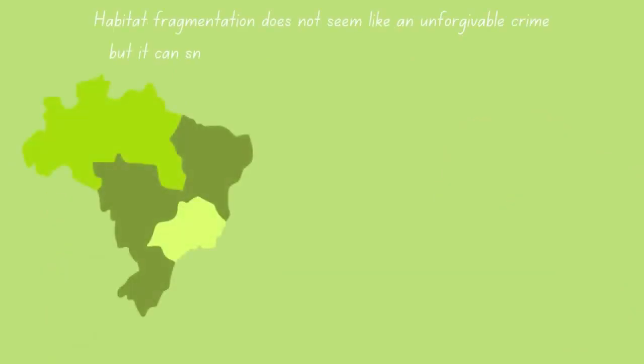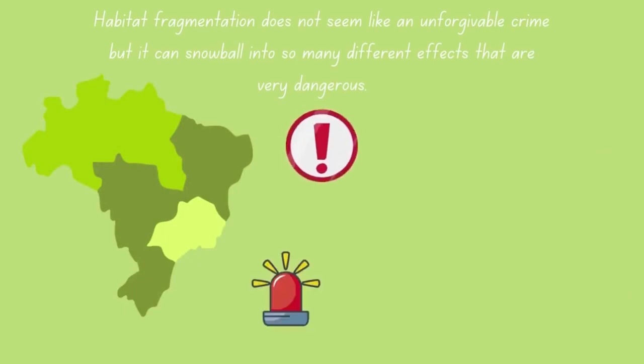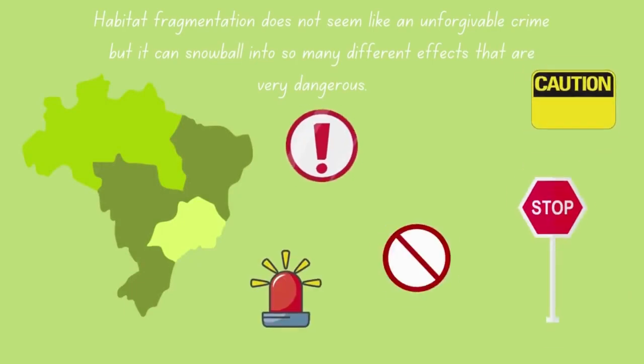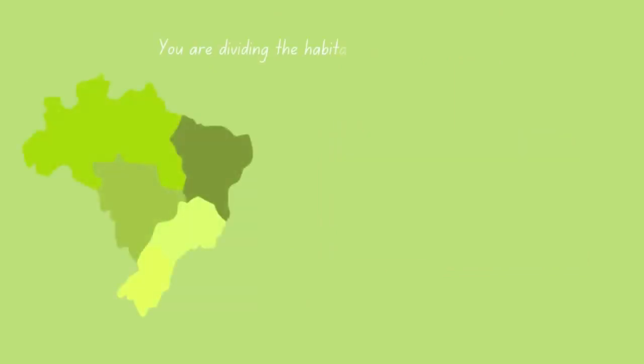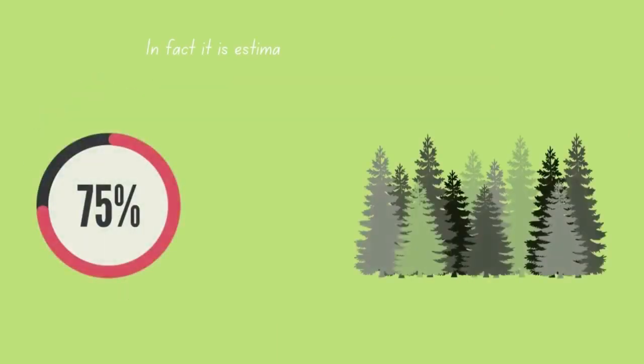Habitat fragmentation does not seem like an unforgivable crime, but it can snowball into so many different effects that are very dangerous. Habitat fragmentation is like dividing and conquering. You are dividing the habitats and you let them stagnate, destroying the whole ecosystem. In fact, it is estimated that 70% of all forests are within half a kilometer of their edge.